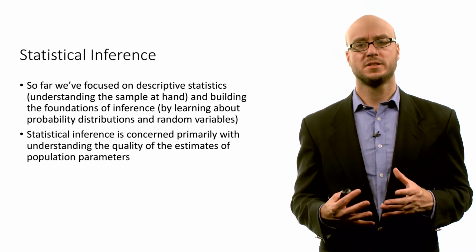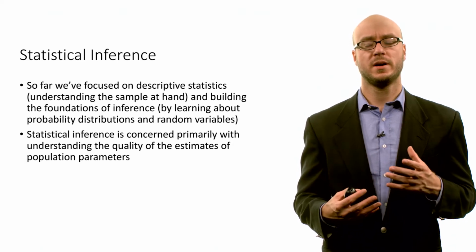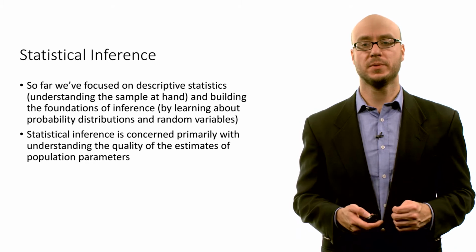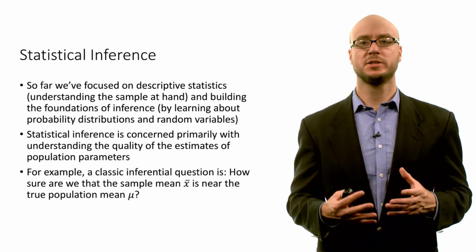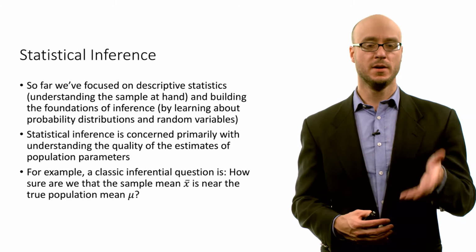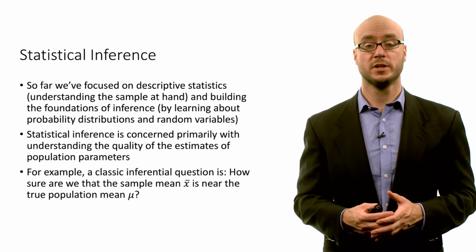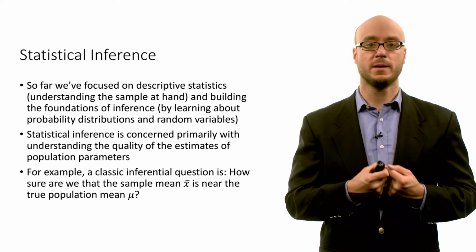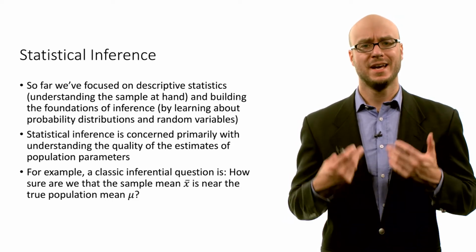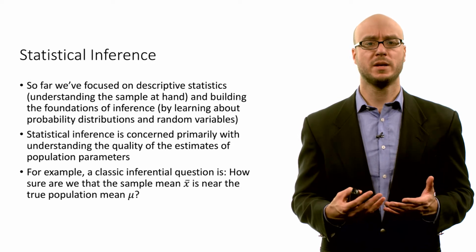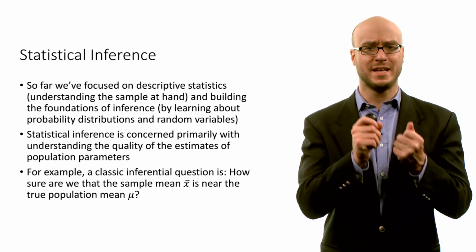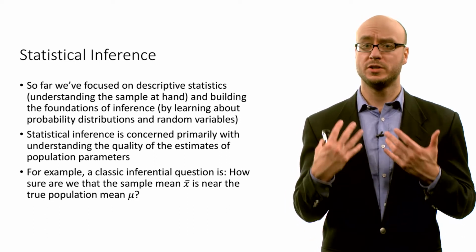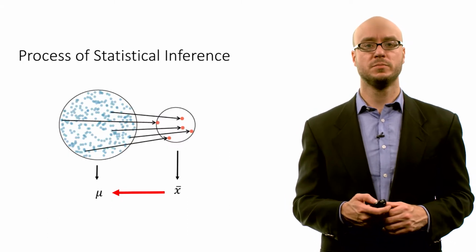when we talk about statistical inference, we're really concerned about understanding the quality of the estimates we have of the population parameters. Because keep in mind, we don't actually observe the population parameters, the mean in the population or the proportion of the population, because we don't have the population. We just have typically a random sample of that population. So a classic inferential question might be, how sure are we that the sample mean, x bar, is near the true population mean mu? So we don't observe that true population mean mu.